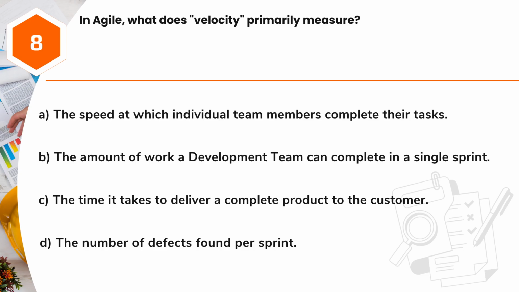Question 8. In Agile, what does velocity primarily measure? A. The speed at which individual team members complete their tasks. B. The amount of work a development team can complete in a single sprint. C. The time it takes to deliver a complete product to the customer. D. The number of defects found per sprint.